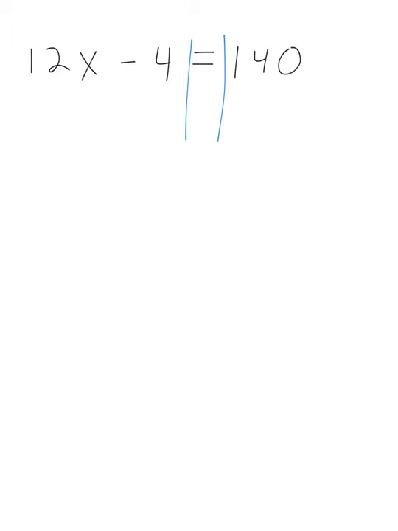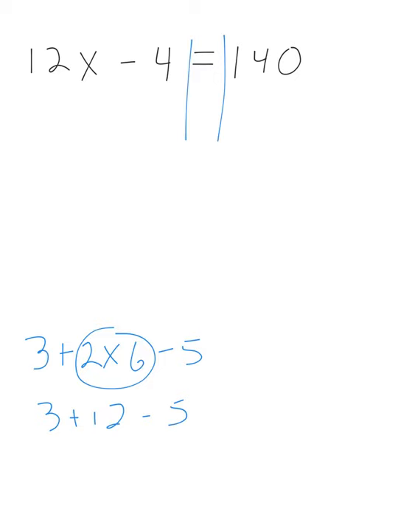This problem is a two-step equation. We have 12x minus 4 equals 140. When you have two-step equations, you do the opposite of what you would do in order of operations. With order of operations, if you remember, if you had a problem like 3 plus 2 times 6 minus 5, you would do the multiplication first. You would do 3 plus 12 minus 5, and then you would go left to right. You would get 15 minus 5, and you would get 10.